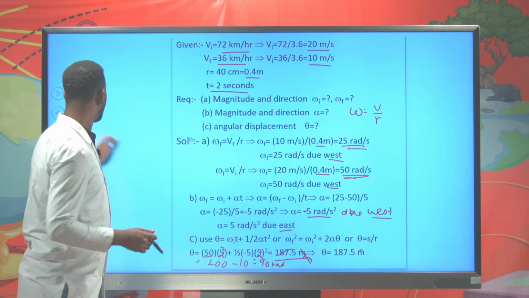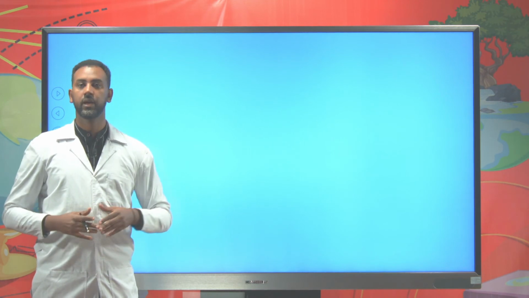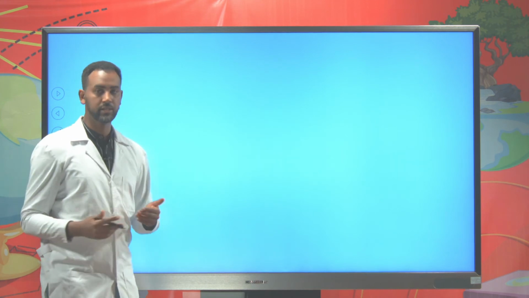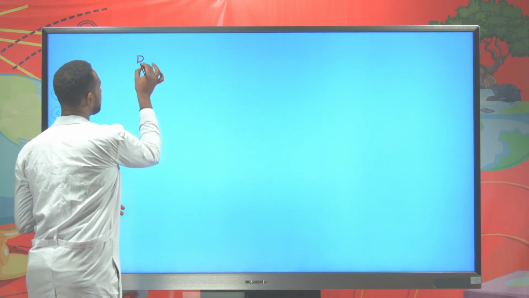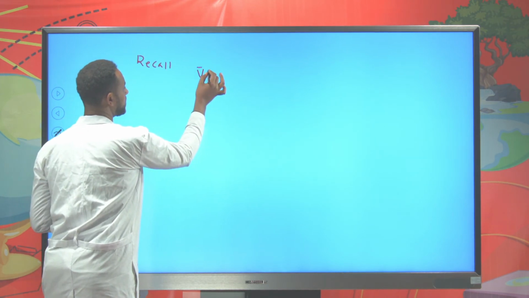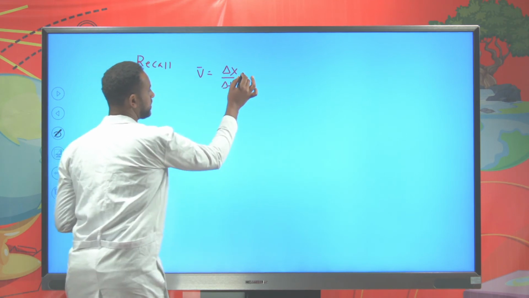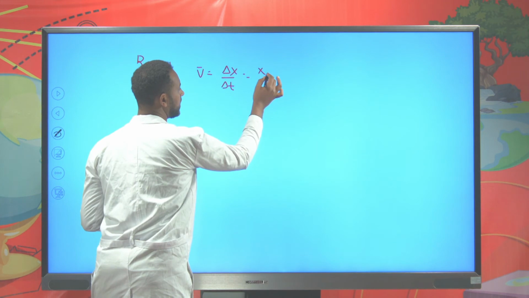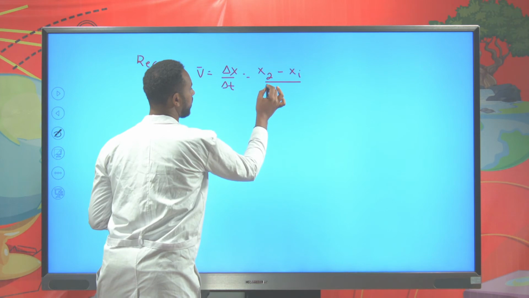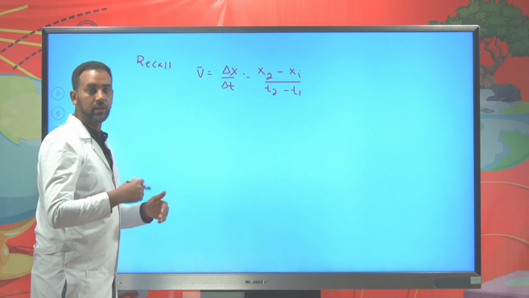And in your kinematics concept, you have also learned about how to determine instantaneous velocity and instantaneous acceleration, as well as average velocity and average acceleration. To recall that, you have learned to find the average velocity as the change of displacement. That means the position of a given particle at time t2 minus the position of a given particle at time t1 over time t2 minus time t1. This is how we determine the average velocity.